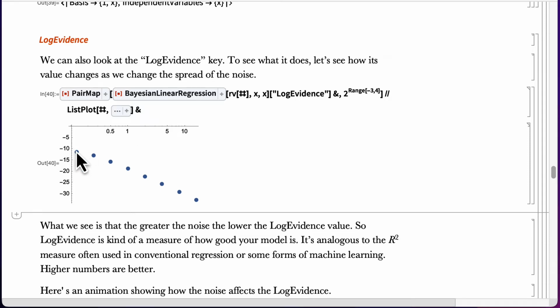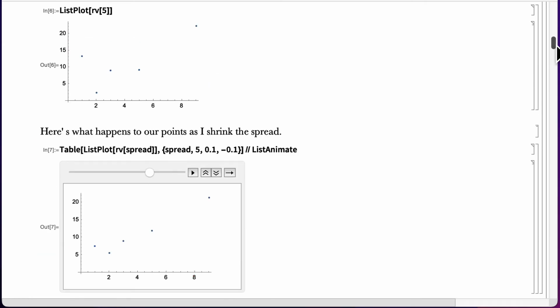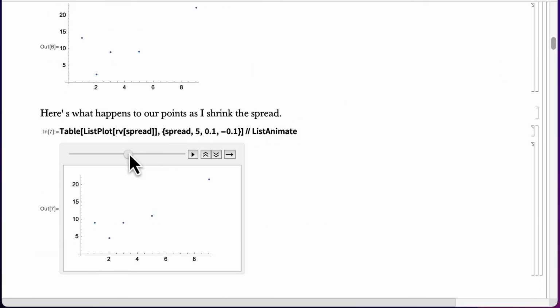So here's what we can see. We can see that as the spread increases, the log evidence decreases. It's negative always in this example, but the log evidence is highest when the spread is very small. And when the spread is very small, remember from up here, you basically have a line, and so if you can fit a line to it, it's going to be a very good fit. Whereas if the spread is big, your line isn't going to fit very well.